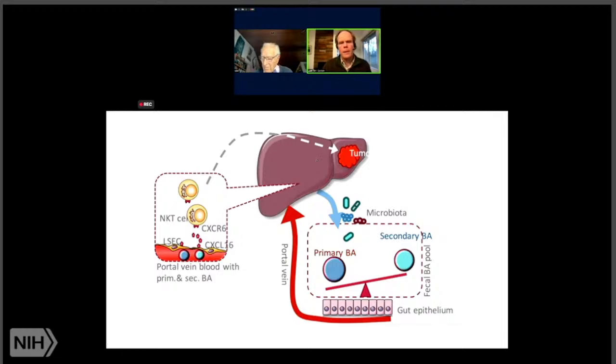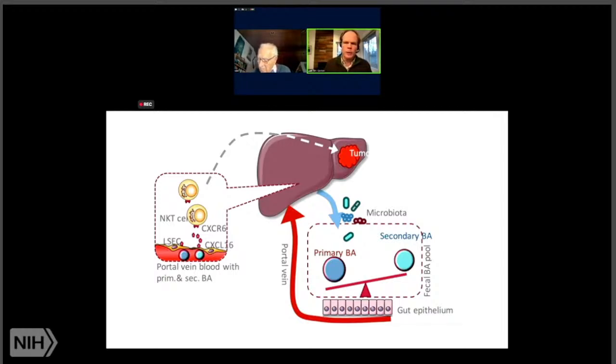Now, this is an ideal mouse model where we can study this, and the big question obviously is now, does this apply to humans and patients with liver tumors? We don't know yet. We're going to study this. What I can tell you is that we know from large patient cohorts that there appears to be a correlation between the bile acid concentration, primary to secondary bile acid ratio, and the expression of the chemokine CXCL16. We have shown this.